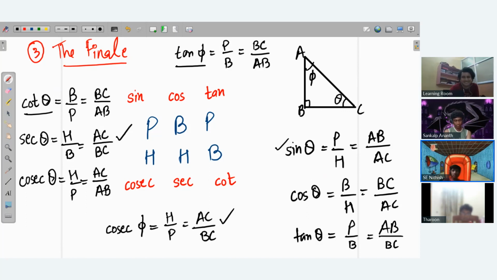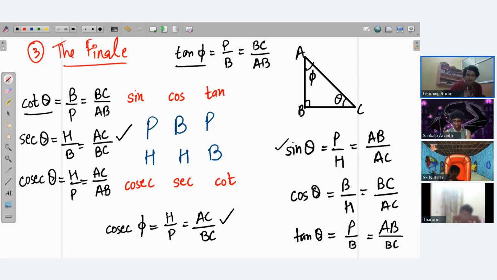Sometimes it seems completely random. It's like slanting: sec is equal to cosec, cos is equal to sin, and cot is equal to tan. It goes like a slanting wave. It's hard to remember if you do it like that, but you don't need to remember it.